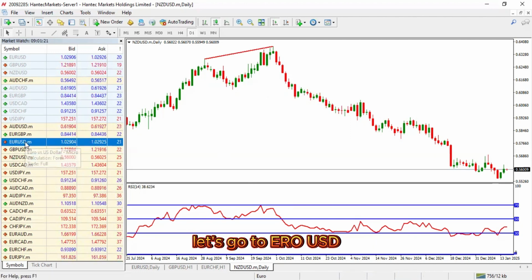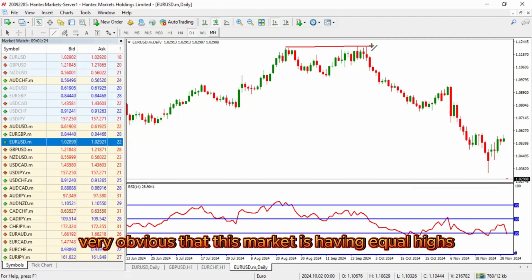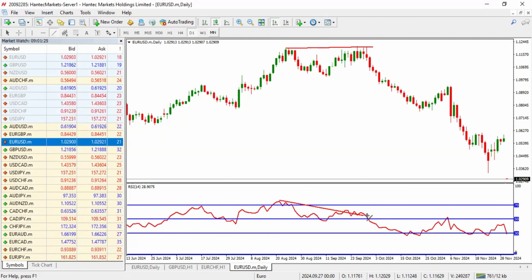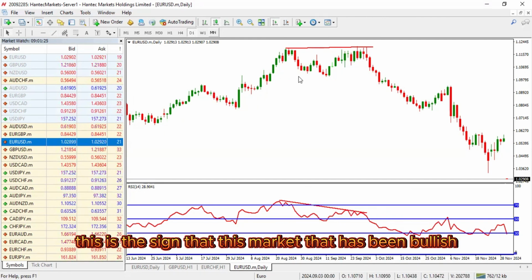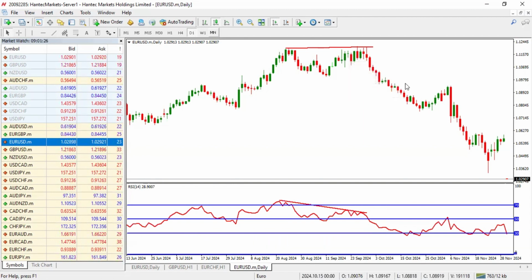Let's go to EUR/USD. When we look at EUR/USD, it is very obvious that this market is having an equal high. This high and this high are equal. But when we look at the RSI indicator, it is having a high and a lower high. This is a sign that this market that has been bullish may likely reverse and start selling. And what happened later? The market reverses and started selling.